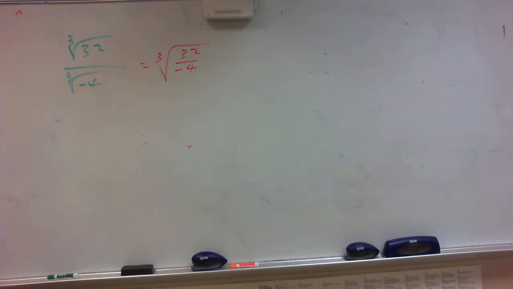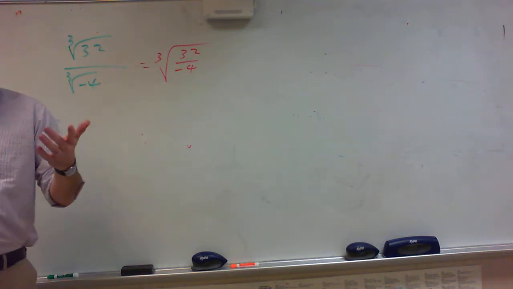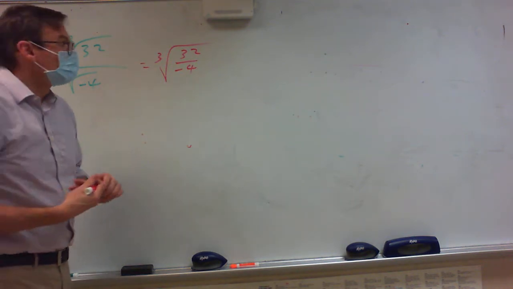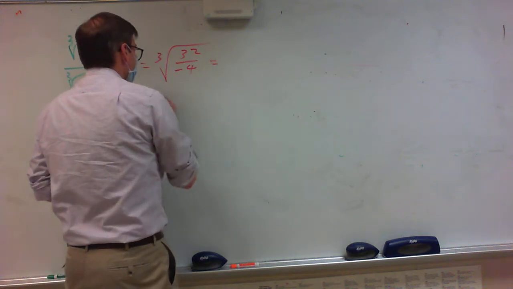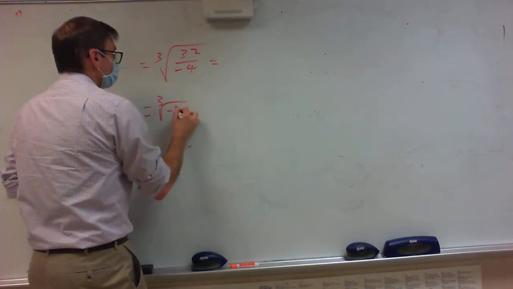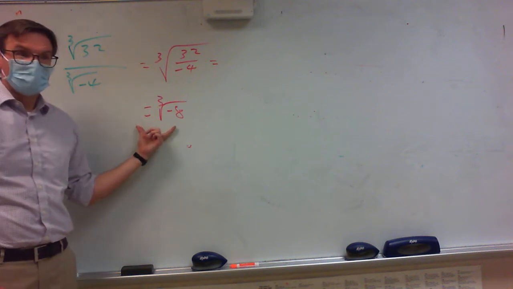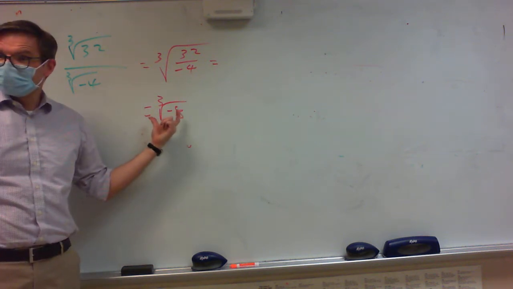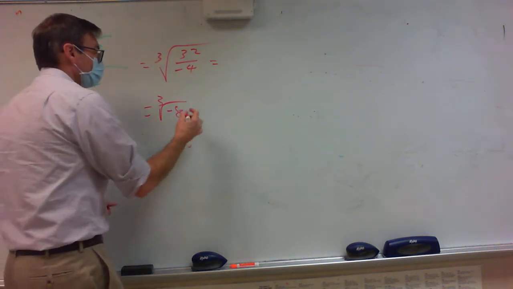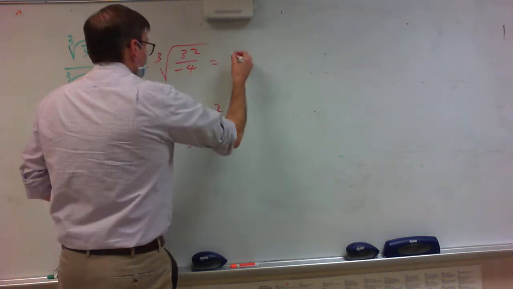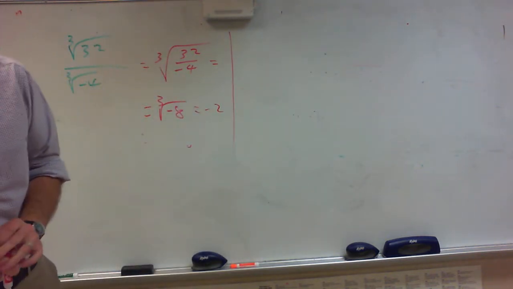Well, what's 32 over negative 4? Negative 8. Okay, can we simplify that? When I simplify that, that's going to give me the cubed root of negative 8. Oh, well, that's convenient. What's the cubed root of negative 8? Negative 2. Okay, we got a negative 2 out of that.